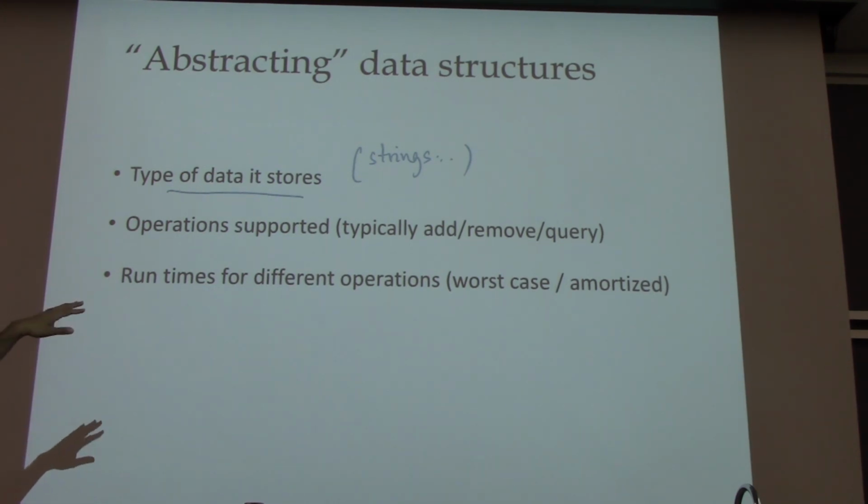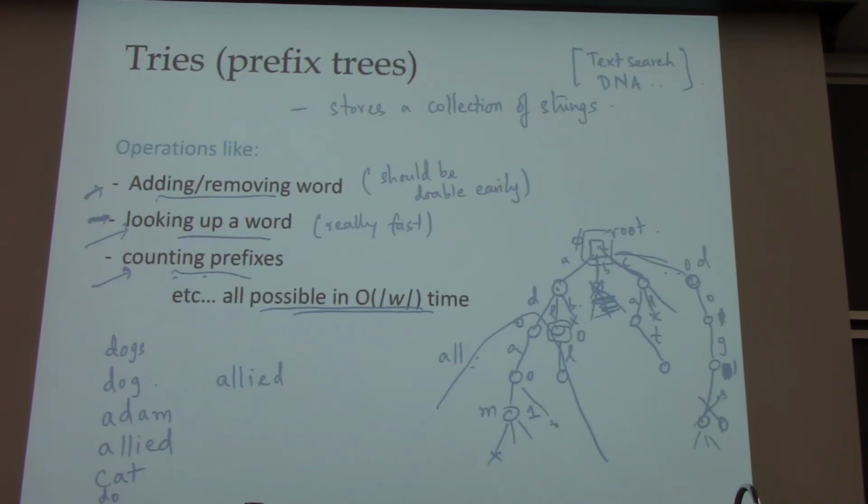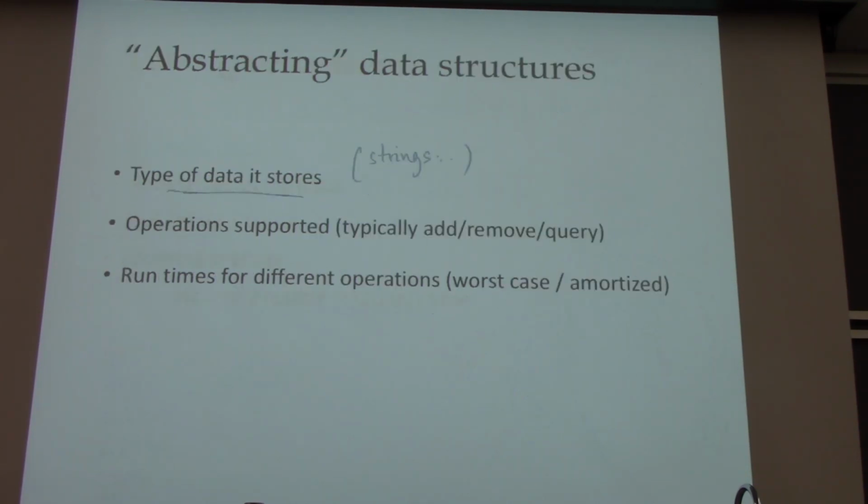Then you should ask what the operations are. Very often you have some add, remove type operations, but you could also have more complicated ones. For strings, we just saw that you have prefixes. You could have some substring type queries that you might want to have and so on. So you've got to ask what operations are supported, and you're interested in the runtimes for the different operations. These are what you should look for when you talk of a data structure.